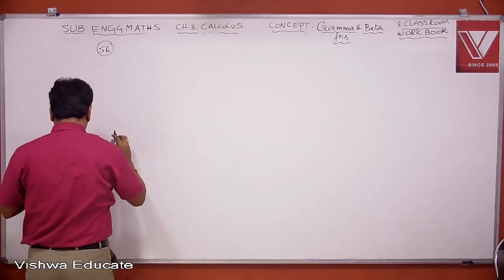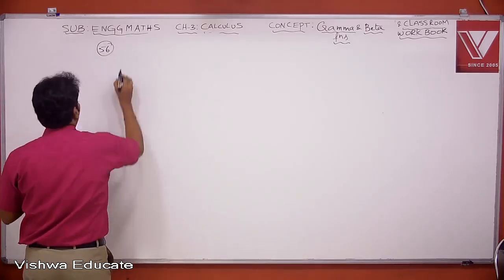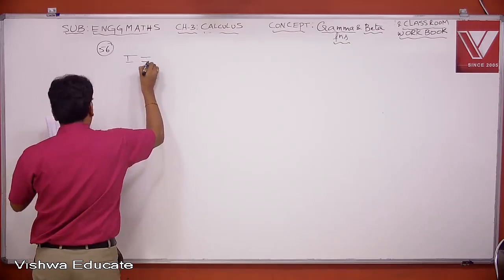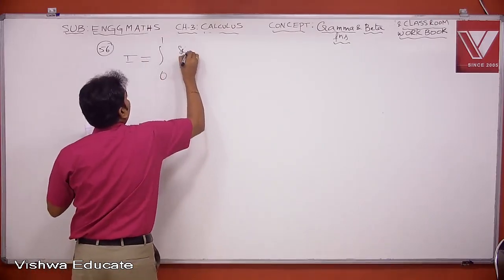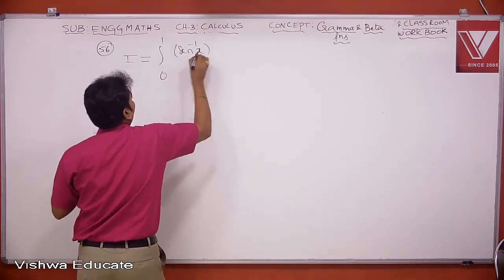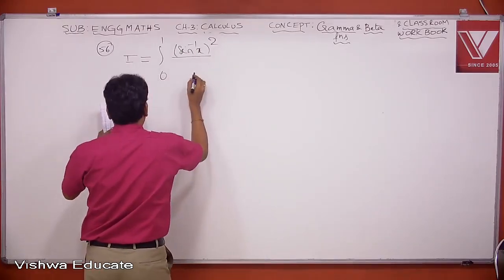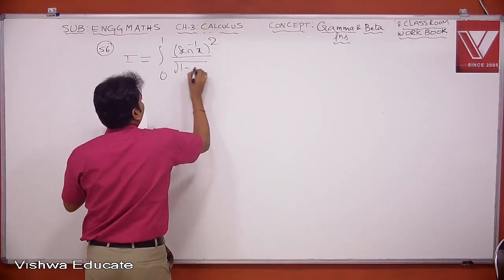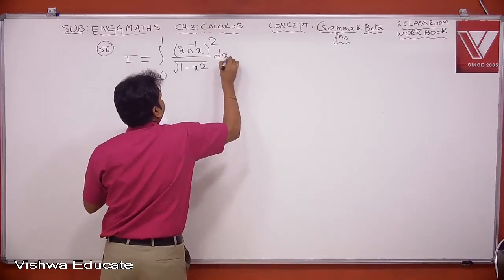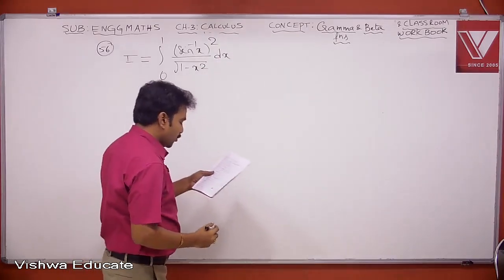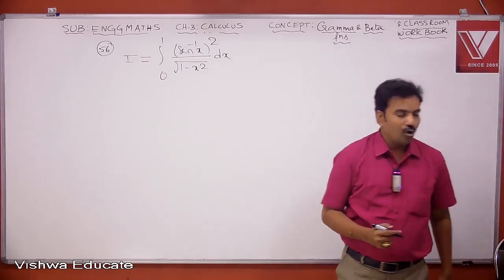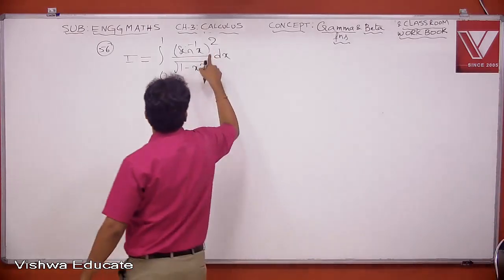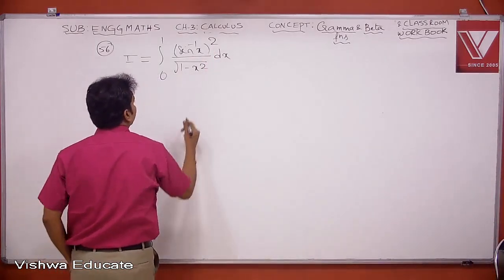Question number 56. The value of the definite integral I equal to integral 0 to 1 (sin inverse x) whole square divided by square root of 1 minus x square dx is, options are given. Let us see. Integral 0 to 1 (sin inverse x) whole square divided by square root of 1 minus x square dx.